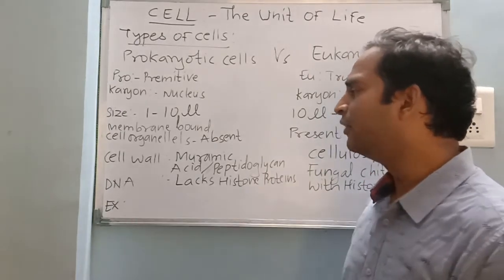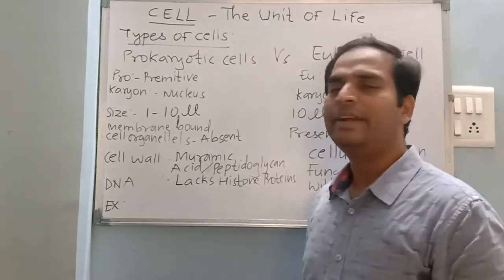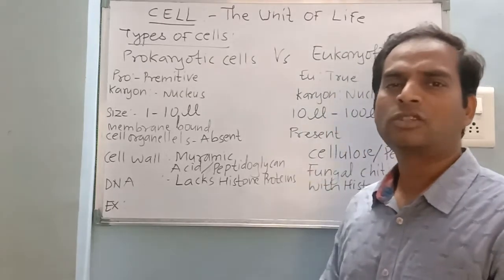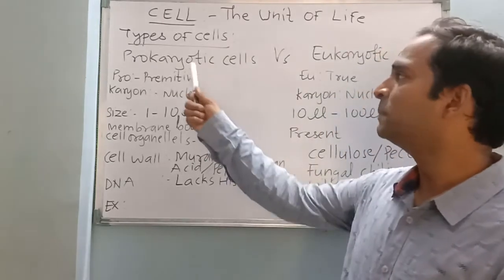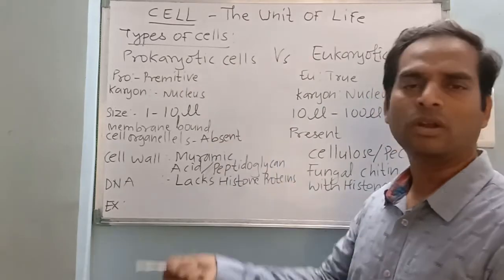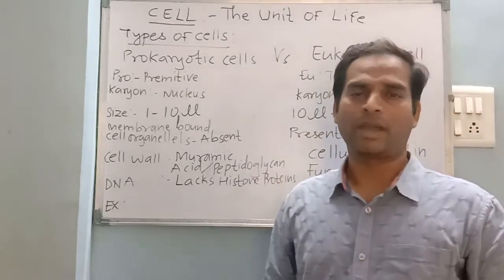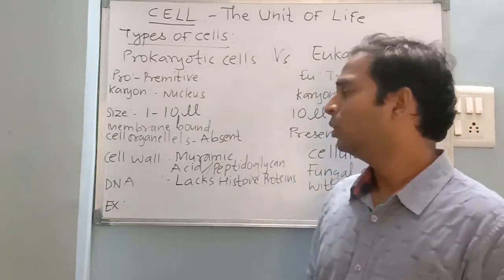So this was about difference number 5, DNA. And now the last question: which organisms possess prokaryotic cells and which organisms possess eukaryotic cells? So the answer is simple.